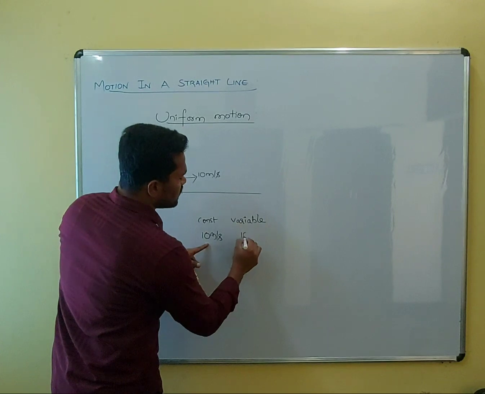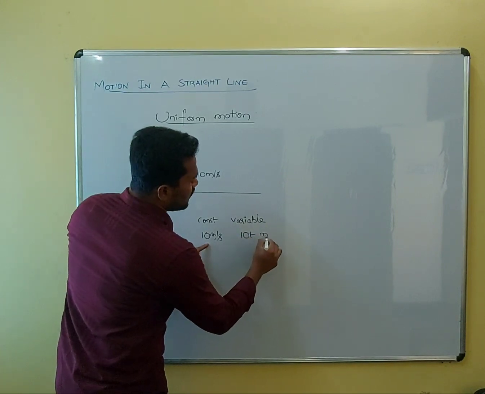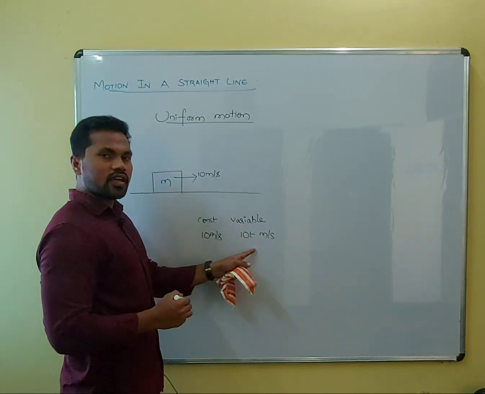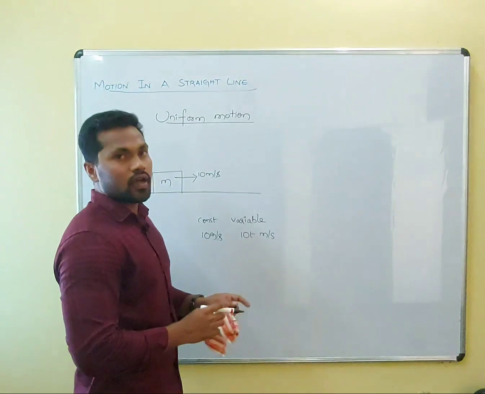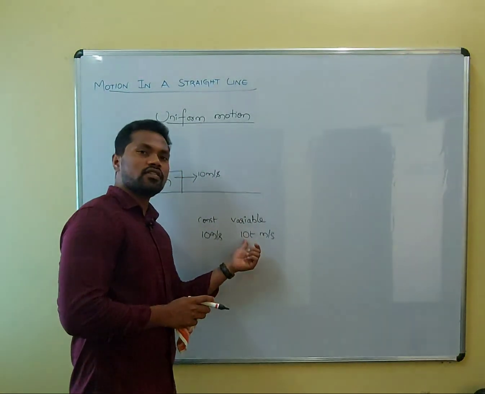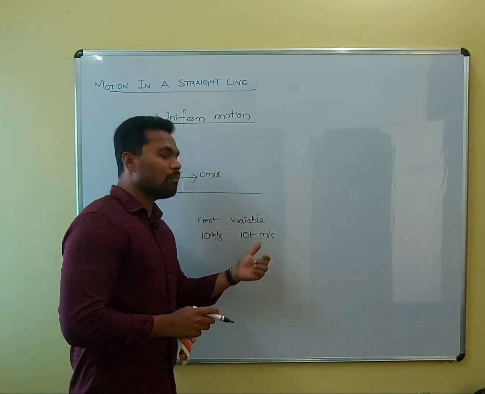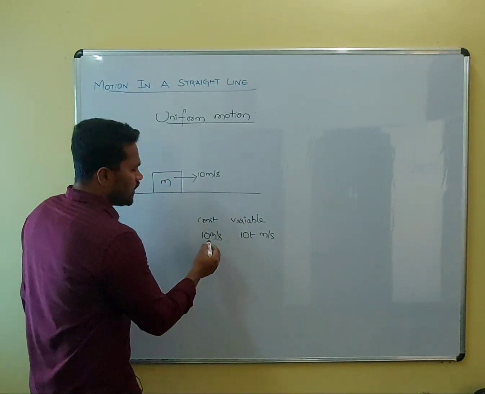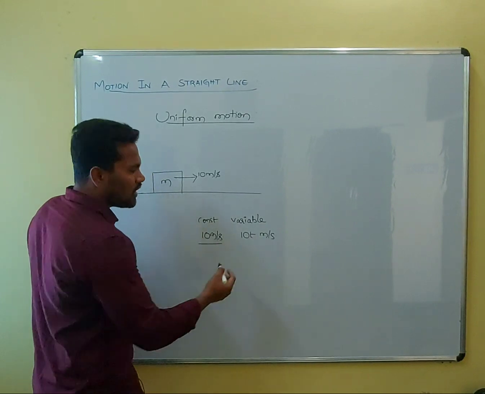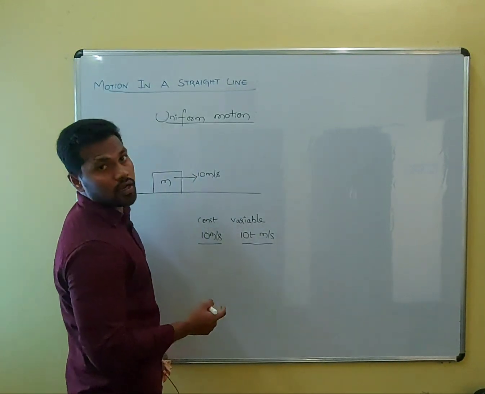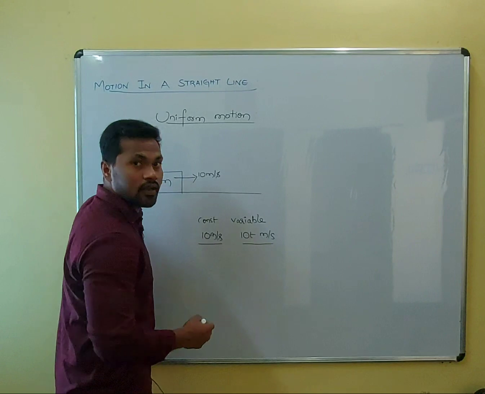constant. Let me consider 10t meters per second. Is this constant or variable? It is a variable value because this 10t depends on the value of t. As t varies, the complete value changes. Here 10 meters per second is a constant value, and this one is a variable value. That's the difference between constant and variable.